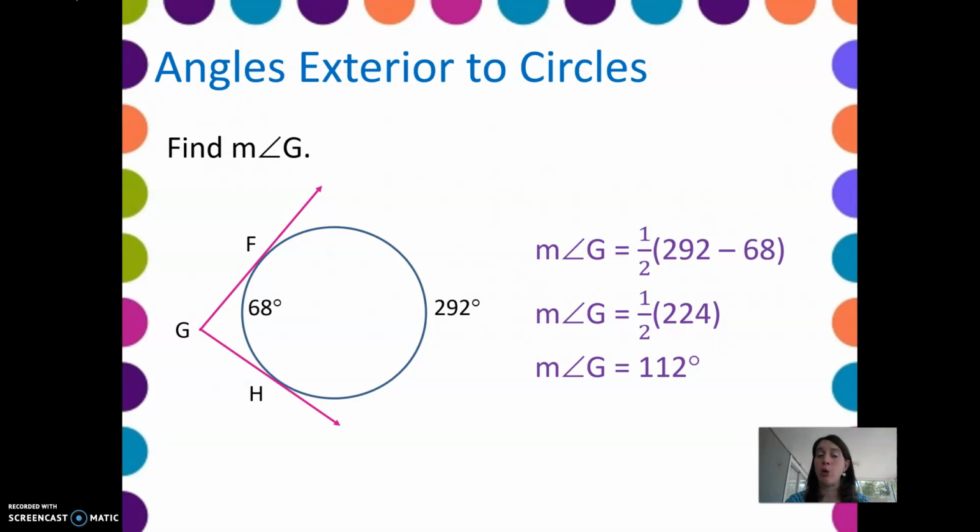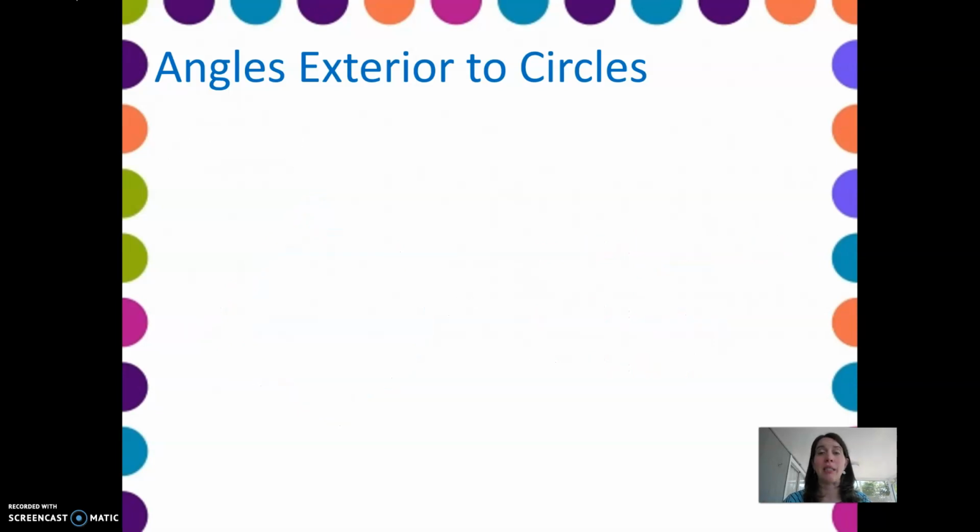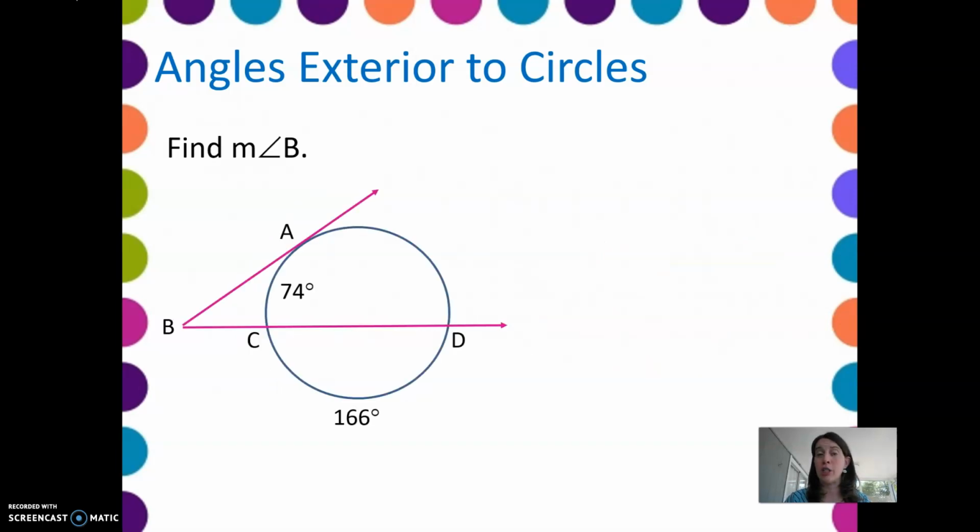So make sure that you look at the picture first. Do you actually have the arcs that are inside of the angle? If you don't, we need to find them first, and then we're going to fill in the formula. Let's look at that one more time on this last example that I have for us, because we're going to have to find the measurement of the arc first before we actually can find the measurement of the angle.